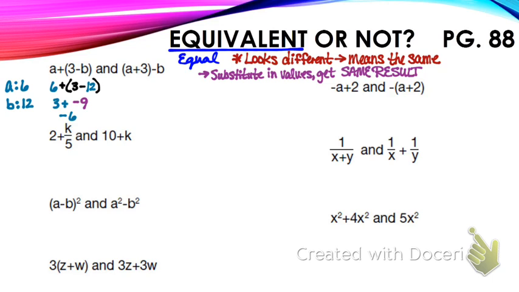So I've got my parentheses. I'm putting 6 in the place of A. I'm going to add 3 to that. And then I'm going to subtract 12. 6 plus 3 would give me 9. Hold on a second. What's going on here?